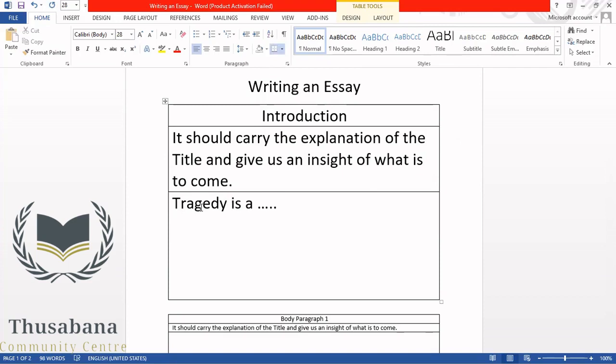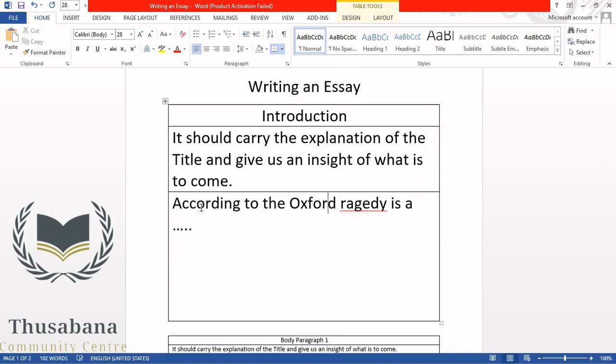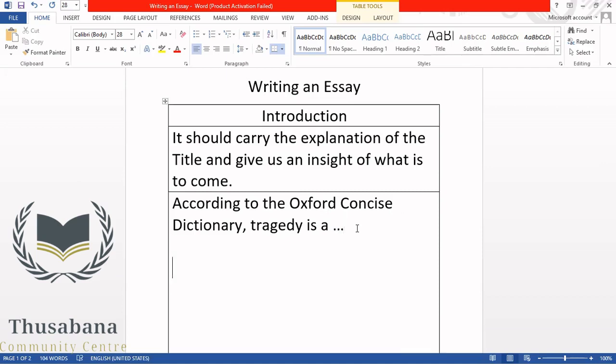Sometimes maybe you can take a cop out, which I'm not a big fan of, but people do this a lot. According to the Oxford Concise Dictionary, tragedy is da, da, da, and then you just write the meaning of tragedy, the dictionary definition of tragedy.